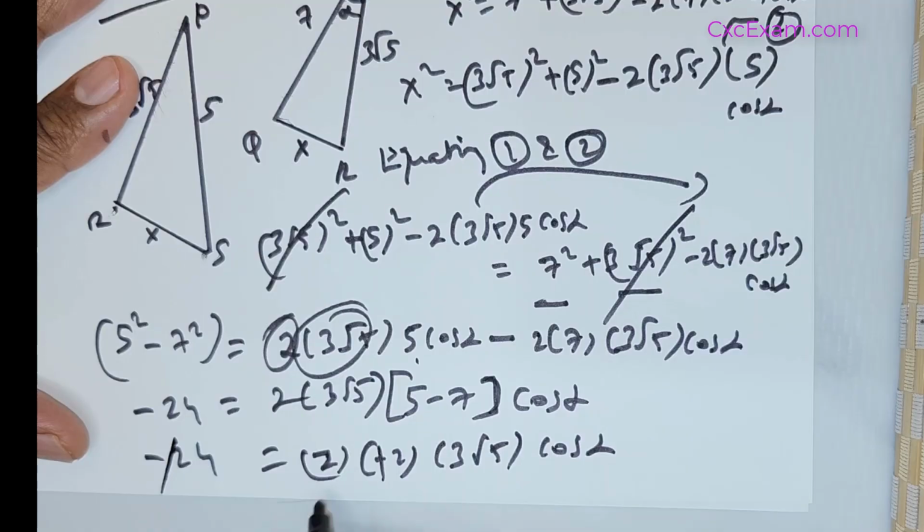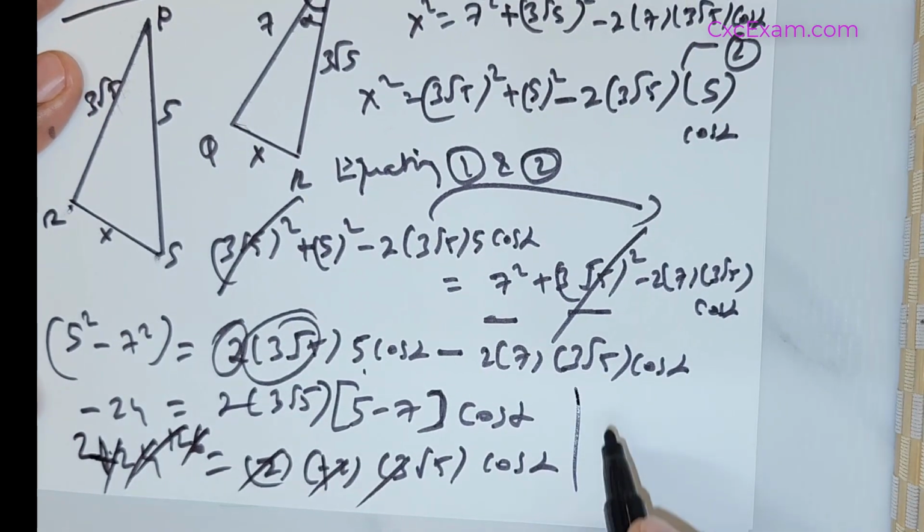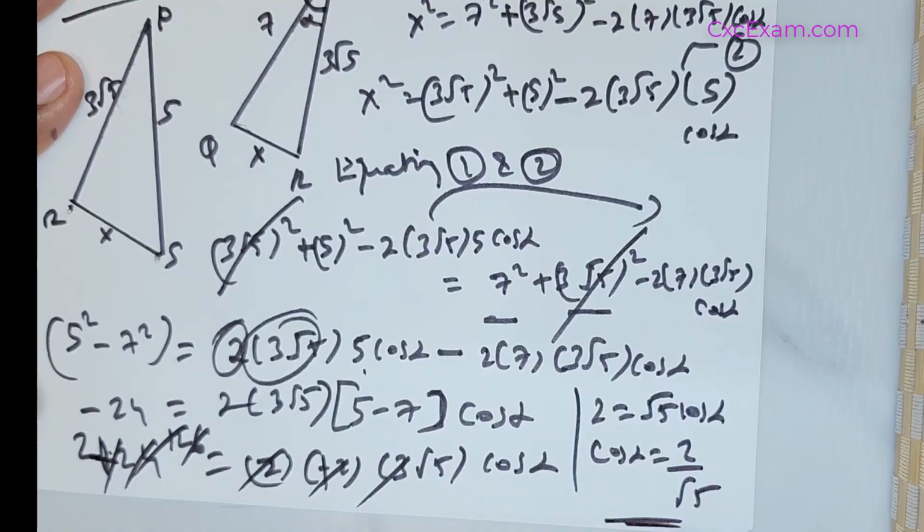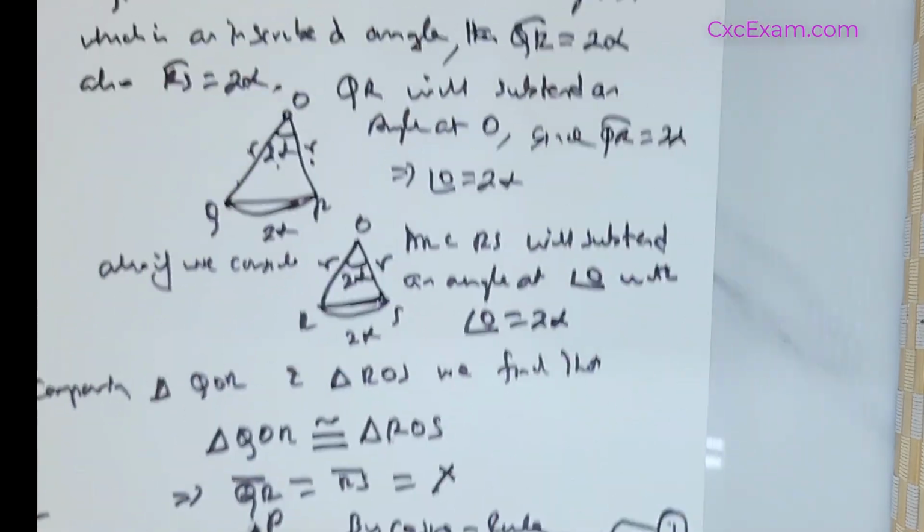So negative positive, right? So 2 divides here 12 times, this 2 divides here 6 times, 3 divides here 2 times. So you have 2 is equal to root of 5 times cos alpha. So cos alpha is equal to 2 over root 5. This is what you are getting.